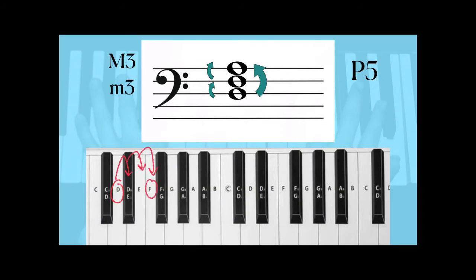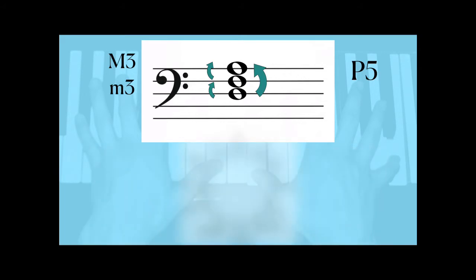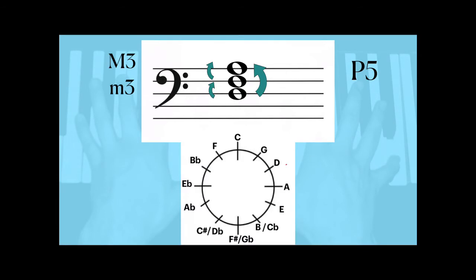half steps up for our minor third, up to F natural, and then 1, 2, 3, 4 half steps up to A natural to be a major third on the top. And then finally, we can check our circle of fifths to see that a perfect fifth above a D is an A.